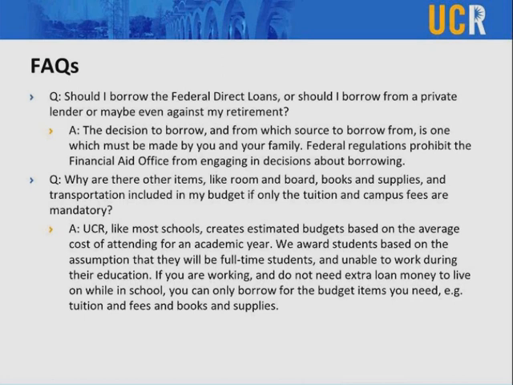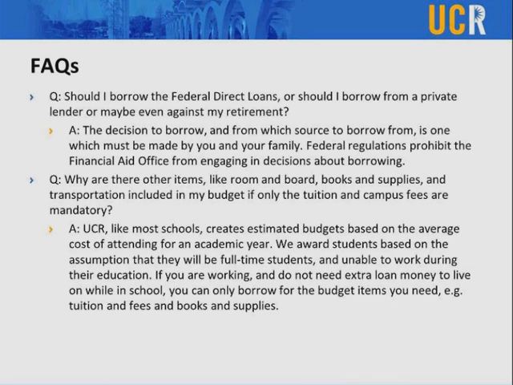The next question is, why are there other items like room and board, books and supplies, transportation included in my budget if only the tuition and campus fees are mandatory costs? So UCR, like most schools, creates an estimated budget based on the average cost of attendance for a year, and then awards students based on the assumption that they will be full-time students and unable to work during their education. So if you are working and you're doing the MSOL program on a part-time basis, you may not need the extra loan money to live.